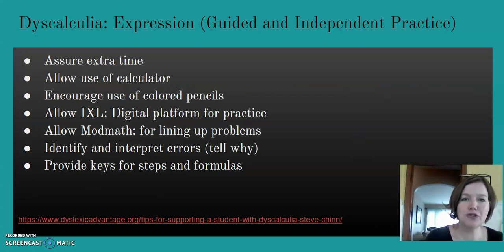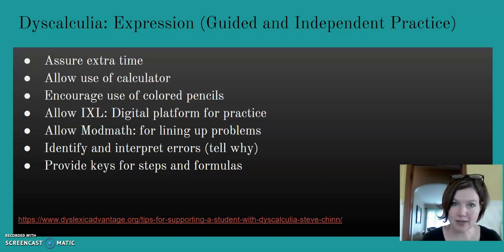Now, moving on to the next component of the UDL lesson, which is the expression. These students, in order to be able to practice and then later get assessed in their learning, they're going to need the following to be designed into the lesson. They're going to need extra time. That's going to be very important for them. They're going to need to be able to use a fact sheet or a calculator.